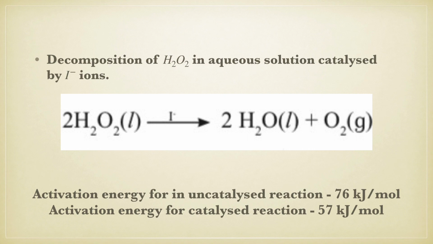Now when the iodide ions, which act as the catalyst, are used, what happens? It lowers the energy of activation. The energy of activation at that time is equal to 57 kilojoule per mole in the presence of iodide ions. As a result, what will happen? The rate of the reaction is faster. Hopefully you understood that the activation energy is decreased when we use the catalyst over here as well.